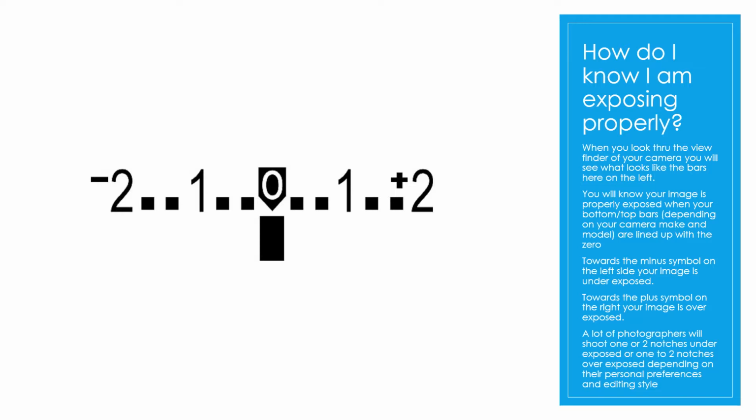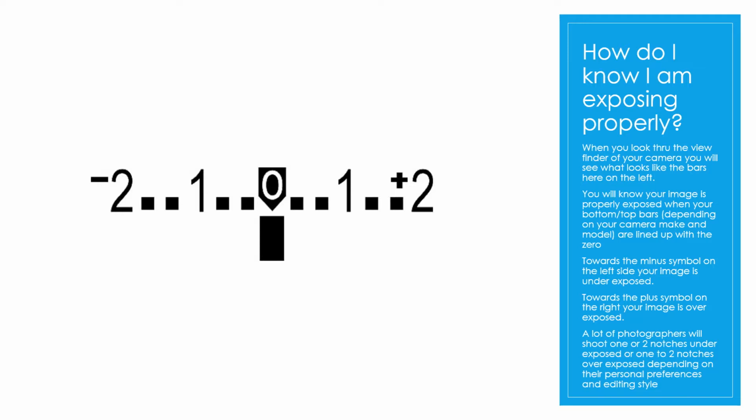When you look through the viewfinder of your camera, you're going to see what looks like bars, and I've put a little icon picture right here for you. You will know that your image is properly exposed when the bottom or top of the bars, depending on your camera make and model, line up with the 0. If you go towards the minus symbol on the left side, your image is considered underexposed. If you go towards the plus symbol on the right side, your image is overexposed.